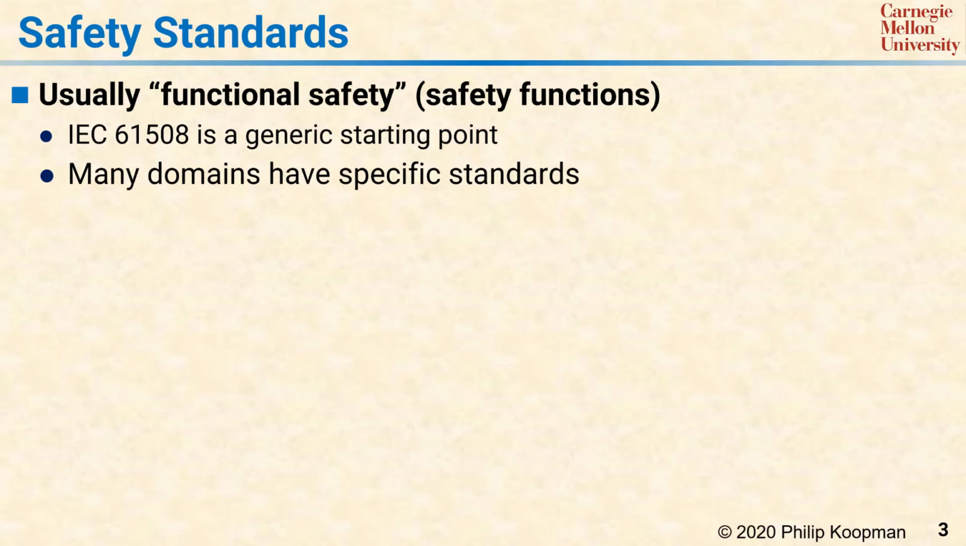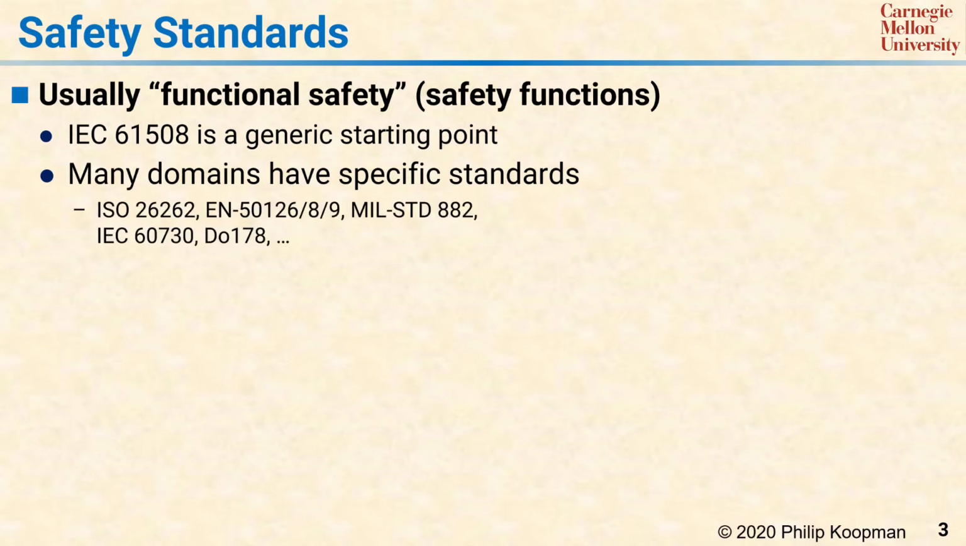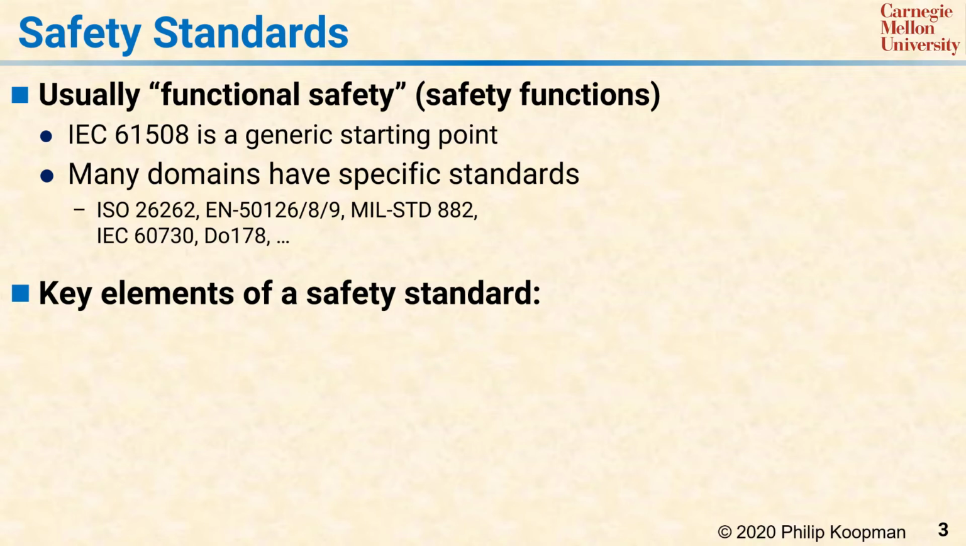Other domains have specific standards tailored to their needs, such as ISO 26262 for automotive applications, EN 50126 for rail applications, MIL-STD-882 for combat systems, IEC 60730 for consumer products, DO-178 for aircraft, and so on. Each of these standards is a bit different in how it approaches safety, but at a high level, all of them have some key characteristics.